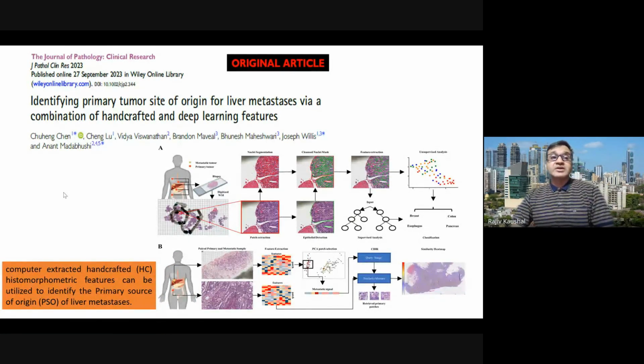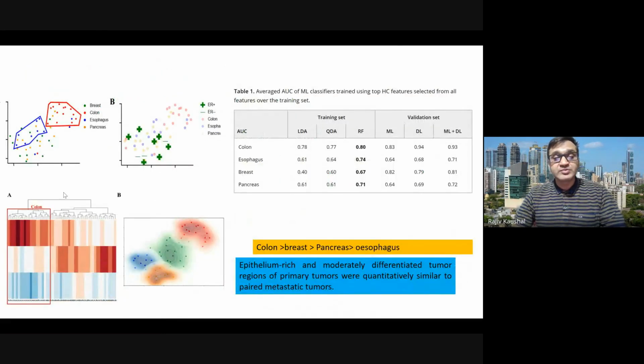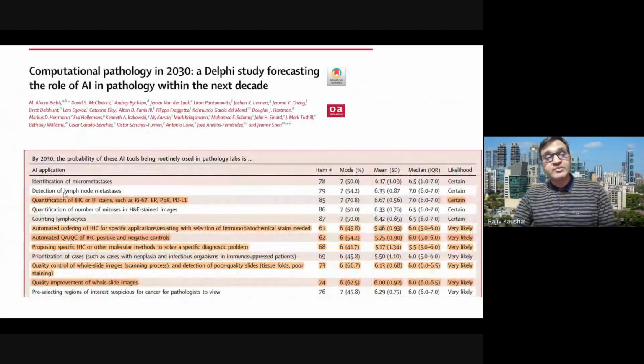Another application where AI will take over is that, based on the HE images, it can predict the site of metastasis also. There is a paper recently published where the prediction for colon, breast, pancreatic and esophageal cancers was evaluated, and they found that for colonic cancer, the metastasis in the liver was best predicted.